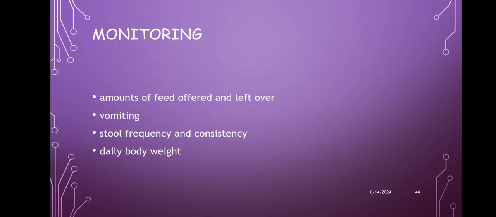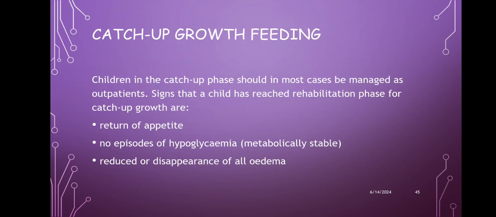So monitor the amounts of feed offered and left over, assess for vomiting, check the stool frequency and consistency, and do daily body weight checking. Catch-up growth feeding. Children in the catch-up phase should in most cases be managed as outpatients. Signs that a child has reached the rehabilitation phase for catch-up growth are a normal appetite, no episodes of hypoglycemia, and reduced or disappearing edema.